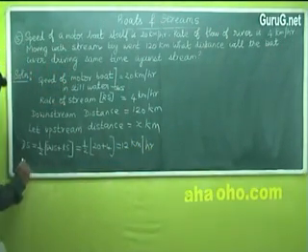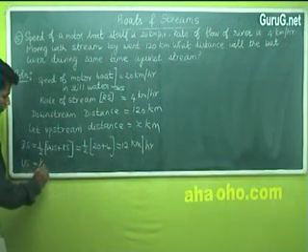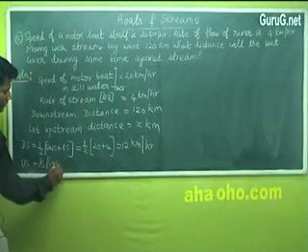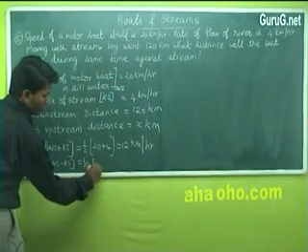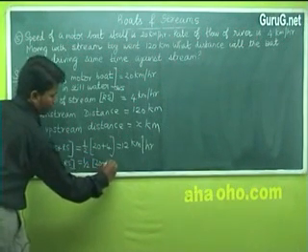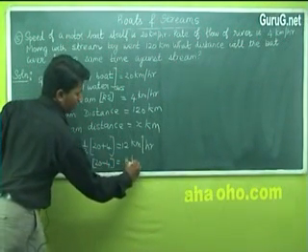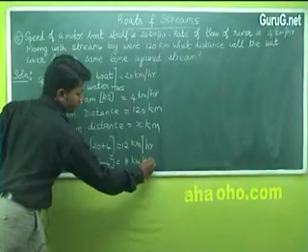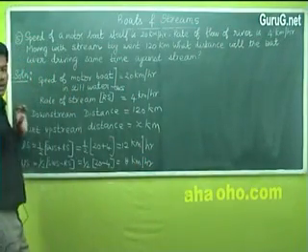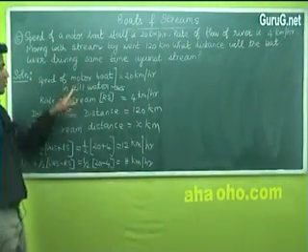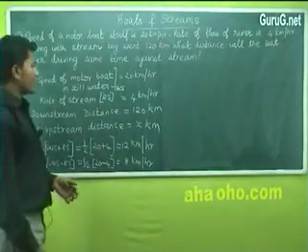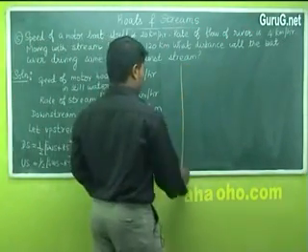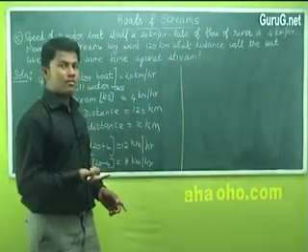What is your upstream speed? Half into still water speed minus rate of stream. Half into 20 minus 4. 8 km per hour. Okay. So using these two values, you have found the downstream speed and the upstream speed. Now speed is equal to distance by time.